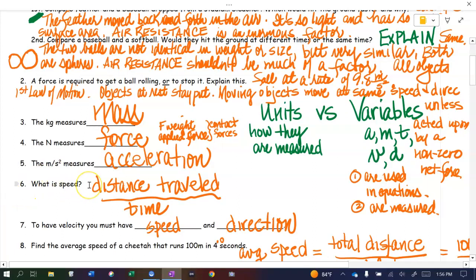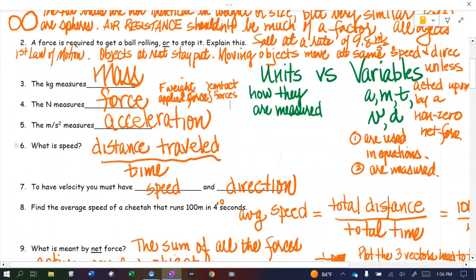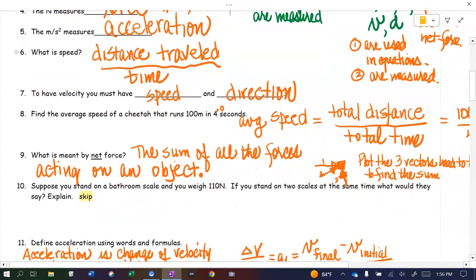And what is speed? Well, speed is just distance traveled divided by time. All right, now, to have velocity, you must have a speed and a direction. Sometimes all we say for the direction is straight. Sometimes we say perpendicular. Sometimes we say the vehicle veered off in a diagonal. All right, sometimes we say the opposite direction.